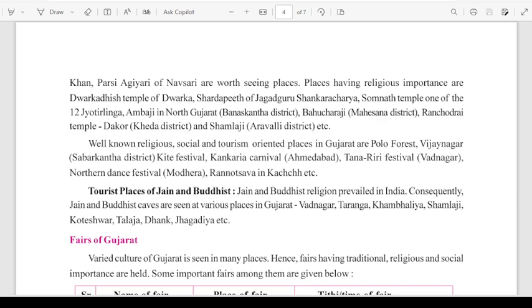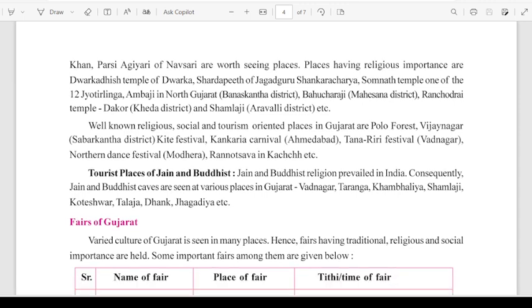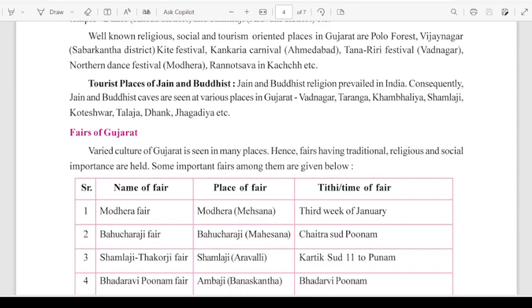Tourist places of Jain and Buddhist. Jain and Buddhist religions prevailed in India. Consequently, Jain and Buddhist caves are seen at various places in Gujarat: Vadnagar, Taranga, Khambhalia, Shamlaji, Koteshwar, Talaja, Dhank, Jagadia, etc. Fairs of Gujarat. The varied culture of Gujarat is seen in many places. Hence, fairs having traditional, religious, and social importance are held. Some important fairs among them are given below.